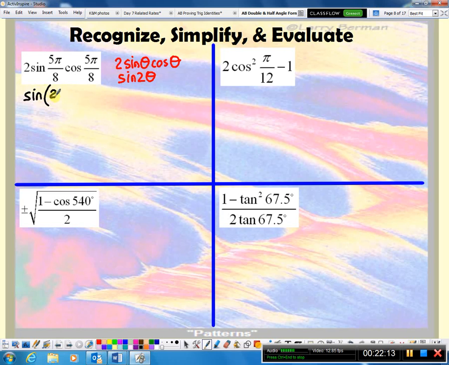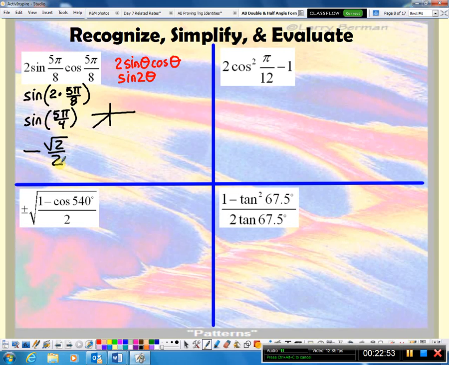Well, theta in this case is 5 pi over 8. So this is sine of 2 theta, because the 5 pi over 8 is in place of theta in the original problem. So that is sine of 5 pi over 4. Wait a minute. 5 pi over 4 is one of my major angles that falls in the tangent quadrant. So I know it's negative. I know the reference angle is pi over 4. And I know sine pi over 4 is square root 2 over 2. I can do that. So I recognized it, I simplified it, and I evaluated without a calculator.